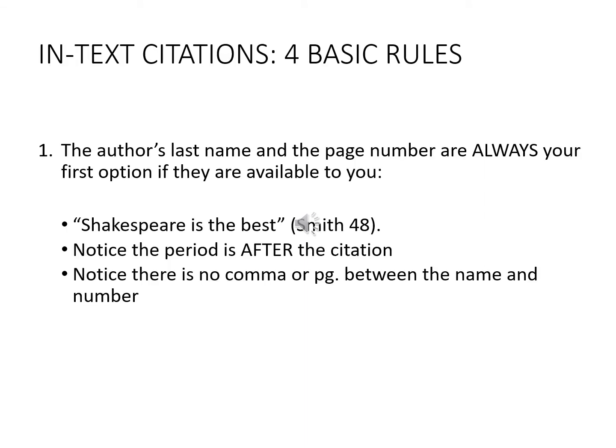The first and most basic rule for using in-text citations, and again, an in-text citation is the citation or the information that goes at the end of a sentence inside your paragraph. So if you pull out a direct quote from a source, or even if you take the information and paraphrase it into your own words, at the end of that sentence, you need to let your reader know where that information came from. And that will go in parentheses. So those are called in-text citations.